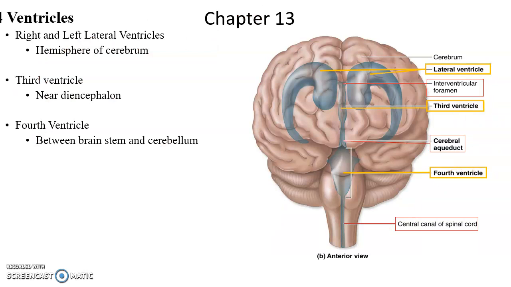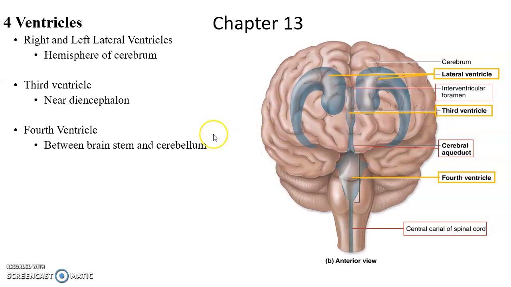Ventricles. There are spaces, cavities within the brain referred to as ventricles. There are 4 of them. There is the right and left lateral ventricles, each in one of the hemispheres of the cerebrum. They then connect to the third ventricle, which is near the diencephalon, and that then connects to the fourth ventricle, which is between the brain stem and the cerebellum. So 4 ventricles, right and left lateral ventricles, connected by the interventricular foramen to the third ventricle, which is connected by the cerebral aqueduct to the fourth ventricle, which then connects to a number of other spaces.